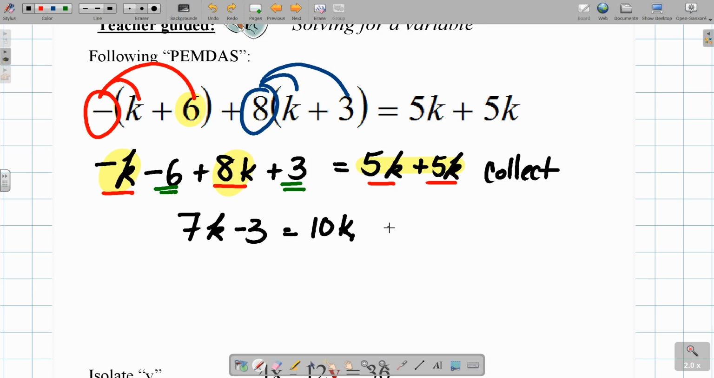After you collect, then you can start canceling on either side. You want to get variables to one side and numbers to the opposite side. So I'm going to take the number to the right.